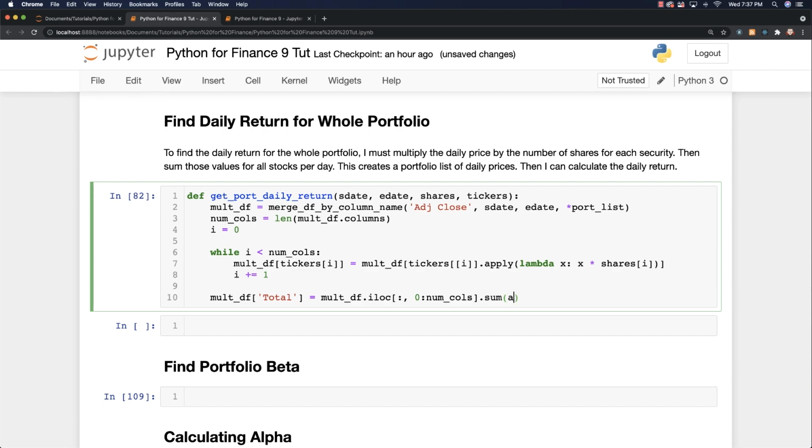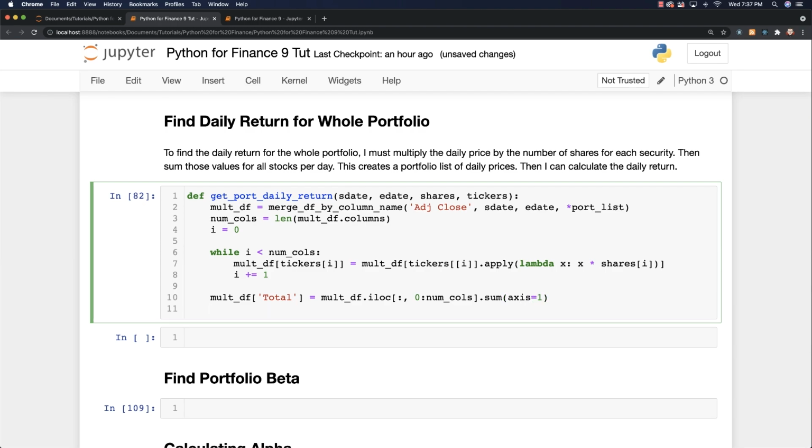All right, so then you go axis is equal to 1. All right, so now that I have the totals, what I want to do is add another column to this gigantic data frame that is going to have the daily return for our portfolio on every single day. So daily return, and you're going to be able to see how dramatically it fluctuates, or not, more than likely.